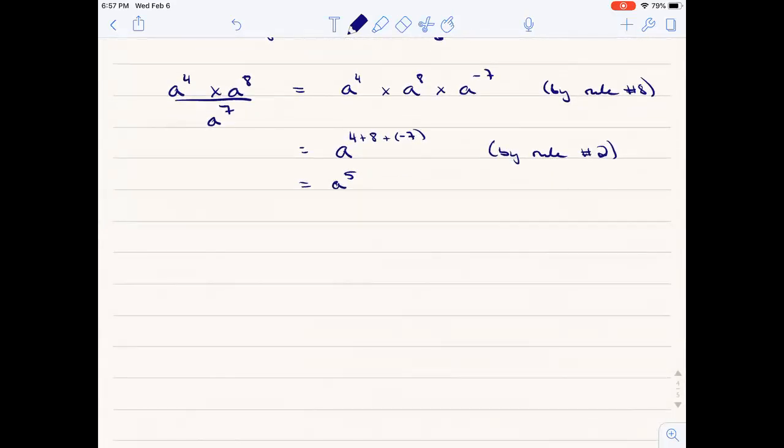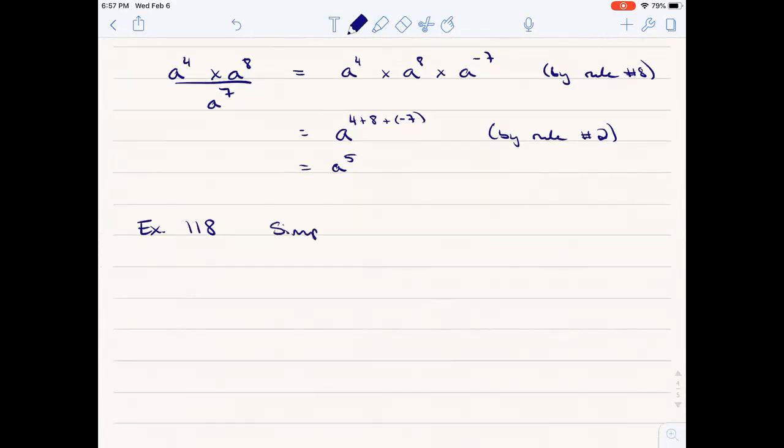So let's do example 118, which is to simplify (1 plus i)^3 times (1 plus i)^9 all over (1 plus i)^6. As long as you're looking at this and seeing 1 plus i as one thing, this has the same structure as the previous question. If you just pretend 1 plus i is a, then you have a^3 times a^9 over a^6.